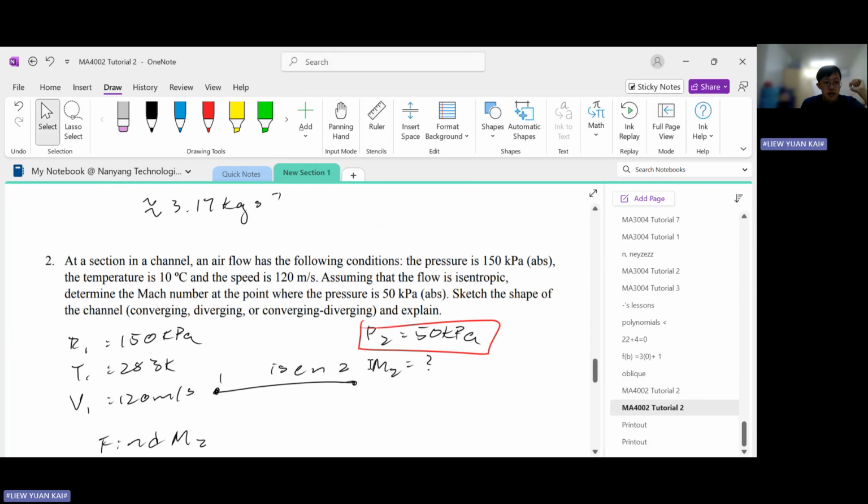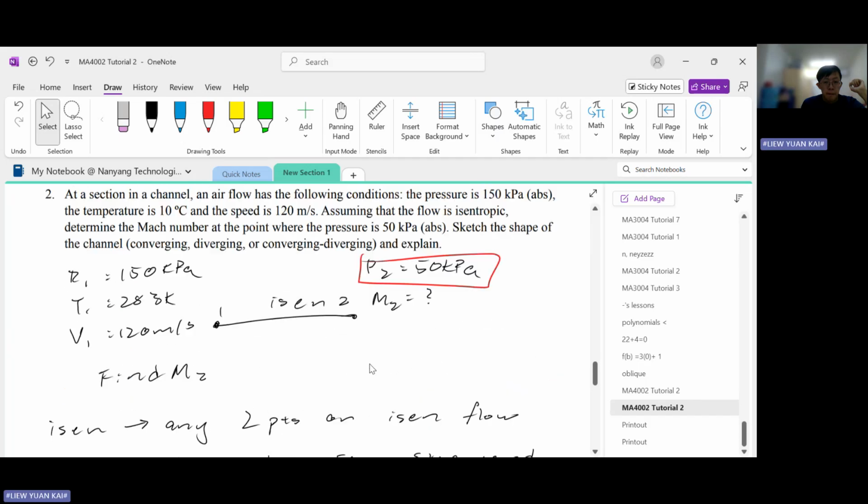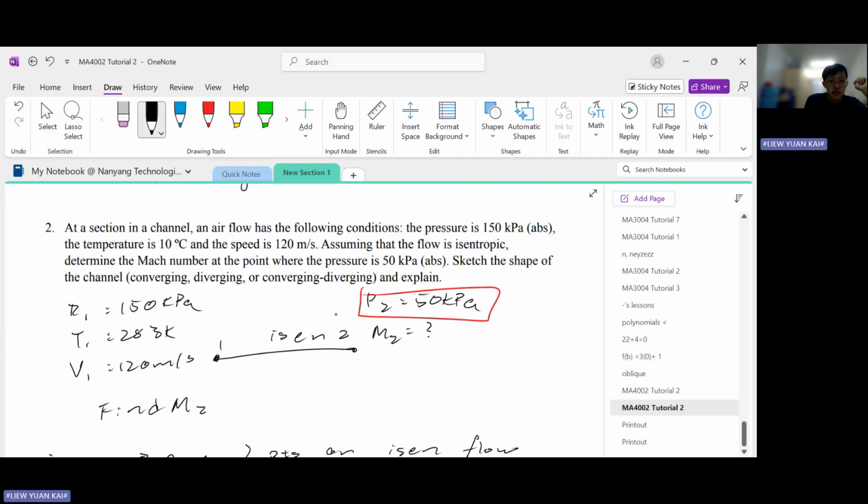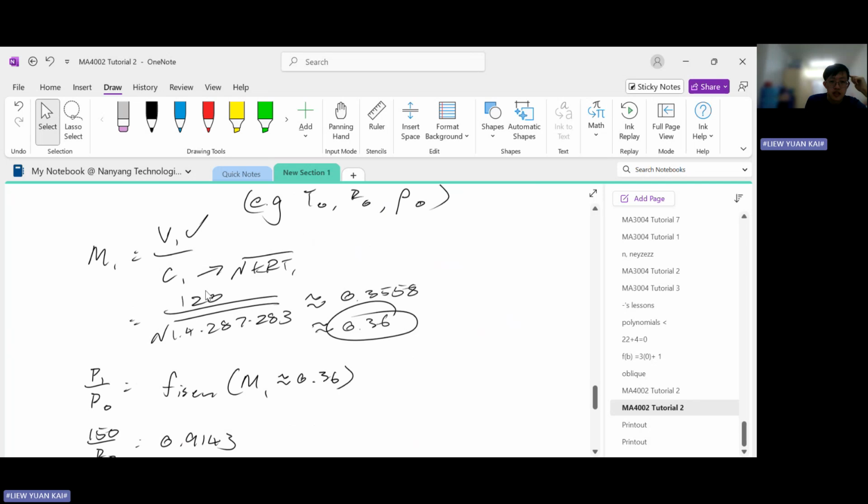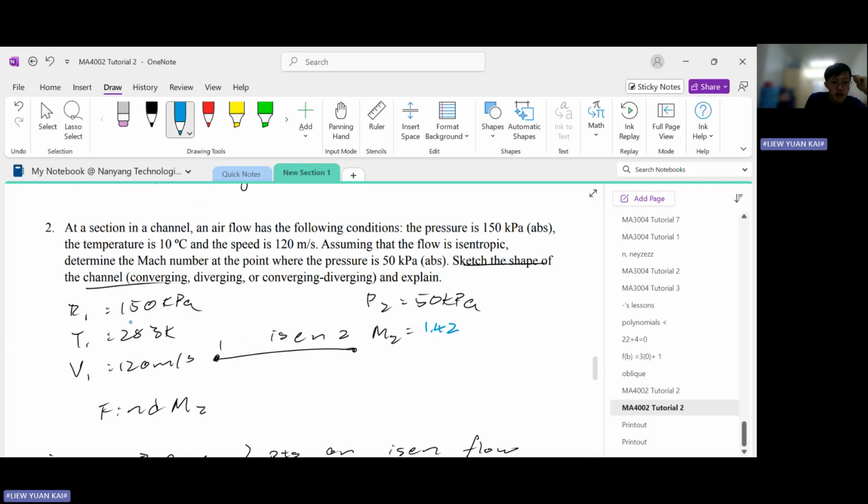So that's question 2. Let's answer the next part. They say sketch the shape of the channel. So we have found that the Mach number has a value of 1.42 at point 2, and the Mach number at point 1 is 0.36.